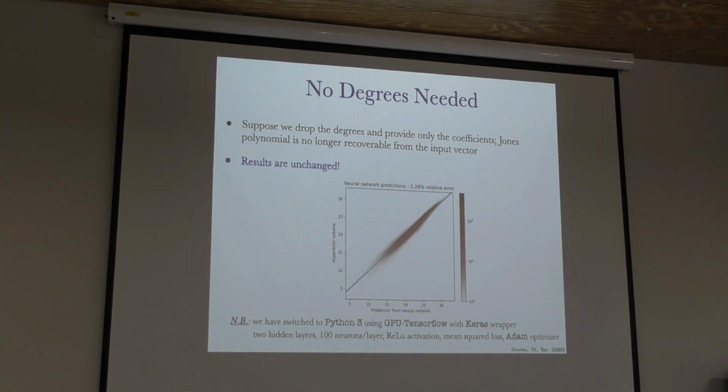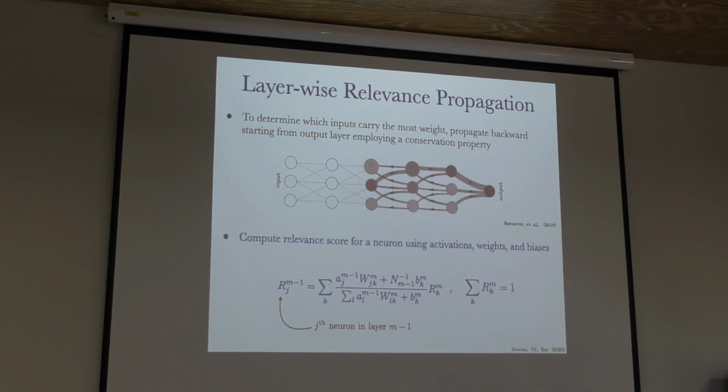It's part of the input, so I don't include that. I get the same sort of good fit. So this suggests that if you evaluate the Jones polynomial at a phase, then this may be where the degrees don't matter. Right. So we then evaluated the Jones polynomial at various phases, and we used a technique called layer-wise relevance propagation. This technique basically assigns a relevance score for each neuron and for each input feature. And we see which relevance scores are the ones that lead to the prediction.